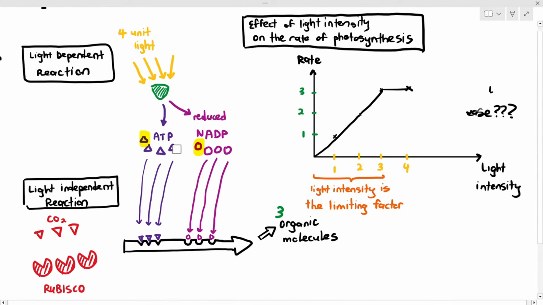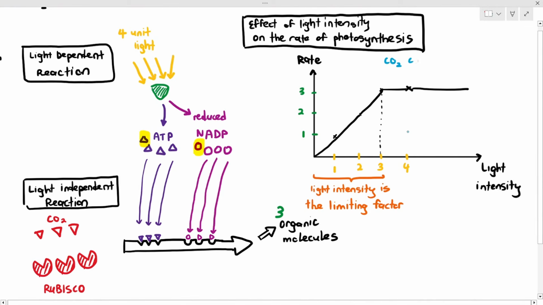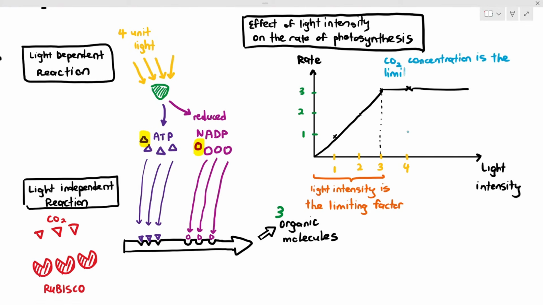The reason is because in this situation over here, there is not enough carbon dioxide in the light-independent reaction to increase the rate of the Calvin cycle or to increase the rate of photosynthesis. So beyond 3 units of light, carbon dioxide concentration is now the limiting factor. If I'm giving 4 units of light, the rate of photosynthesis will remain constant. It levels off or it plateaus.